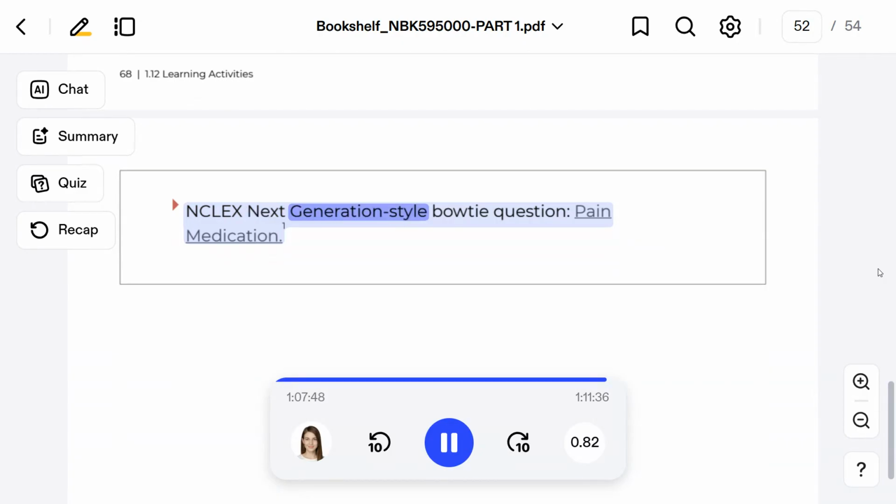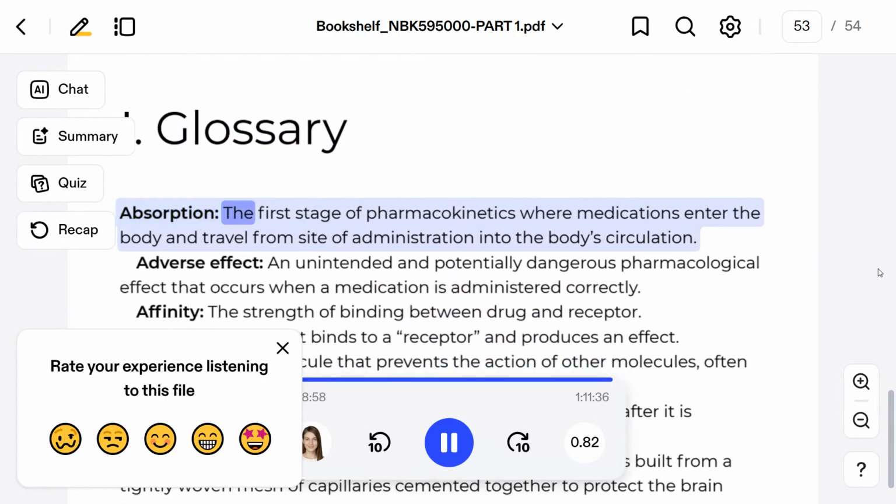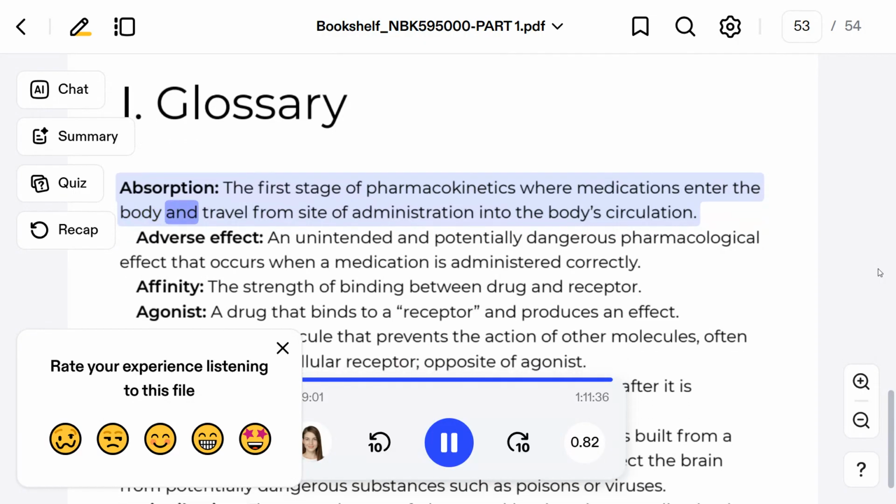NCLEX Next Generation Style Bowtie Question: Pain Medication. Glossary. Absorption, the first stage of pharmacokinetics where medications enter the body and travel from site of administration into the body's circulation.